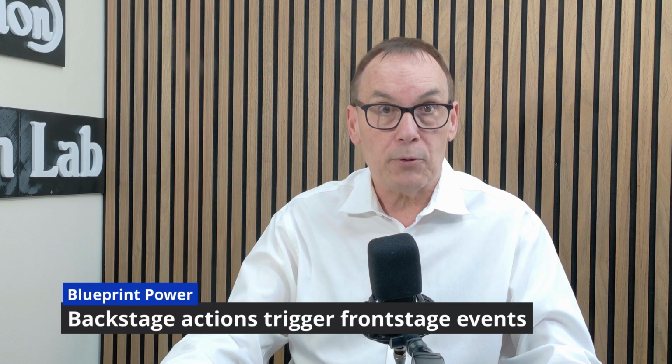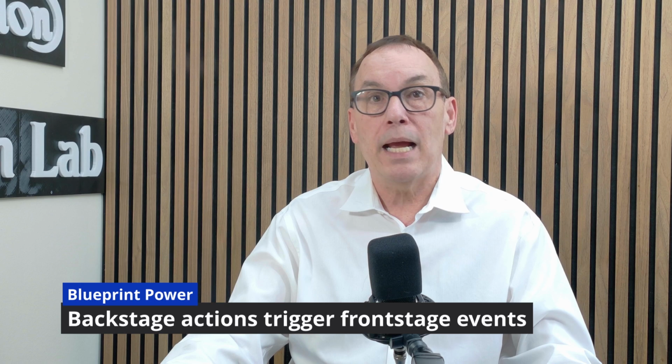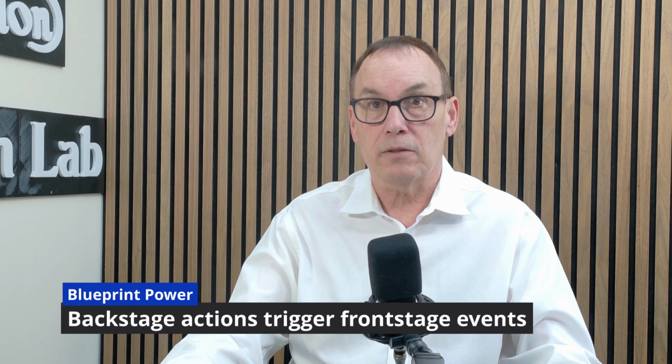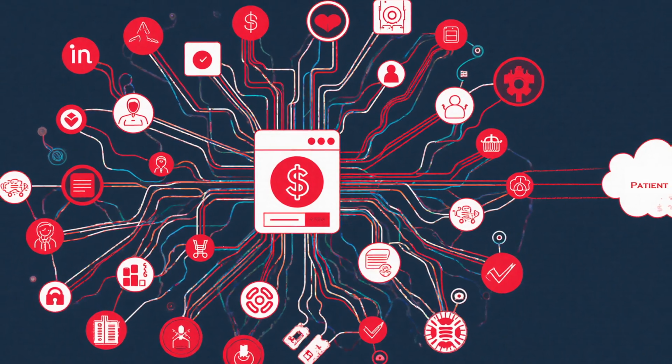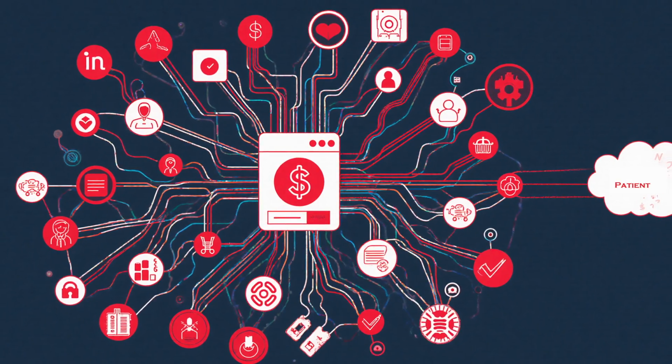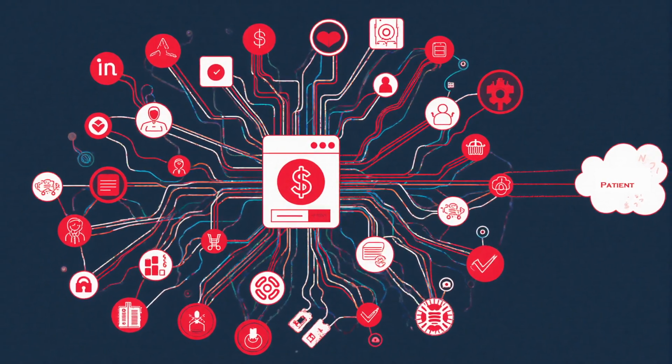The blueprint's power comes from mapping how backstage actions directly trigger front stage events. It makes the invisible visible. It shows you precisely where a backstage failure, like a clunky prior authorization submission system, causes a front stage catastrophe, like Dr. Ann Smith on hold for an hour.